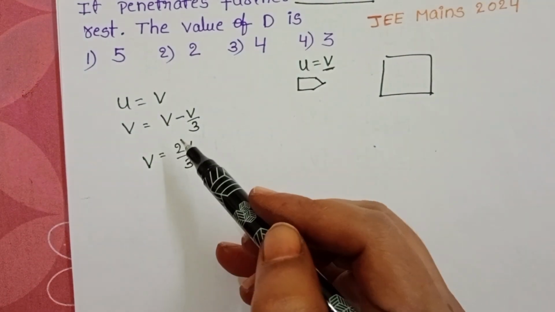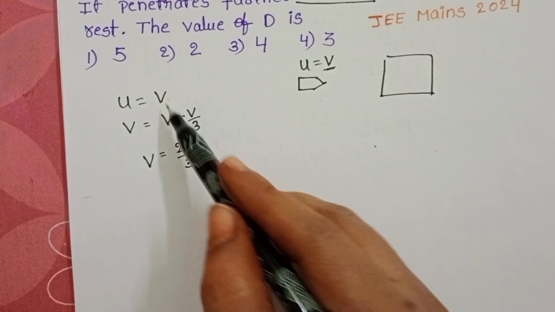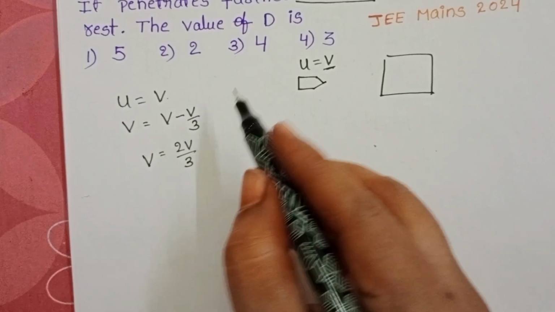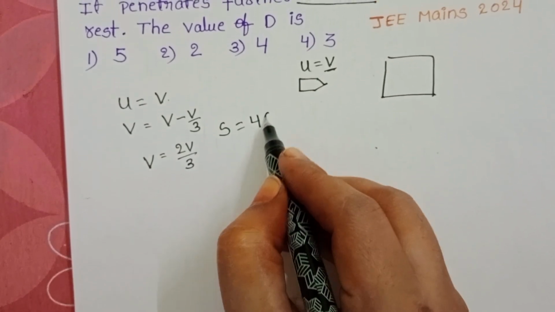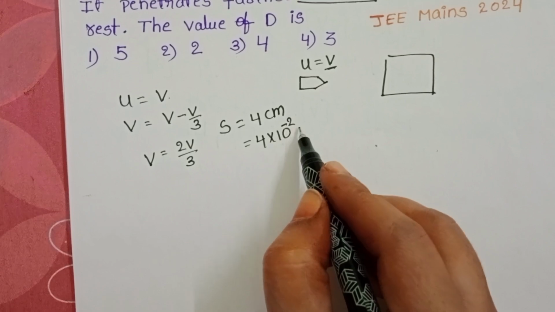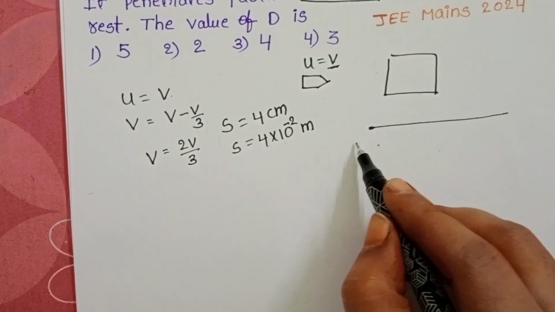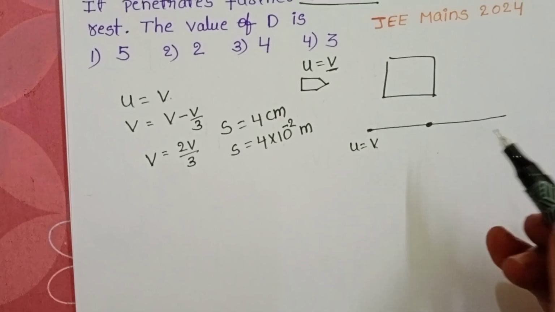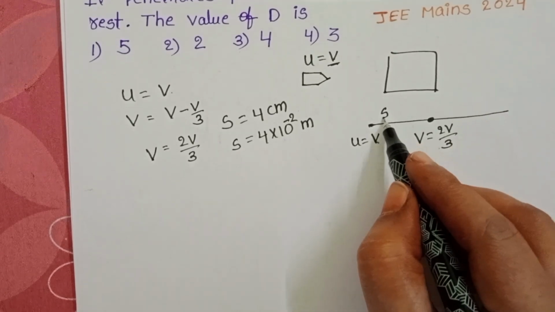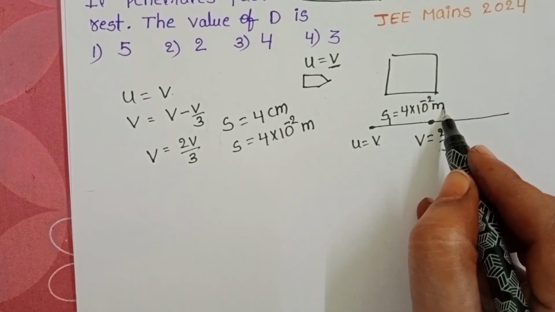But in this gap, it travels a distance 4 centimeters. So from initial velocity to final velocity, in between these two limits, the distance travelled by the bullet is 4 centimeters. Convert into meters: 4 into 10 power minus 2 meters. This is the first case. So initial velocity v and here final velocity is 2v by 3. In this gap, the distance travelled by the bullet is 4 into 10 power minus 2 meters.